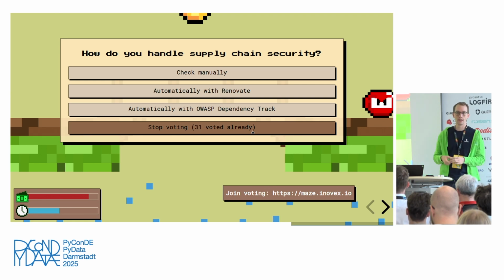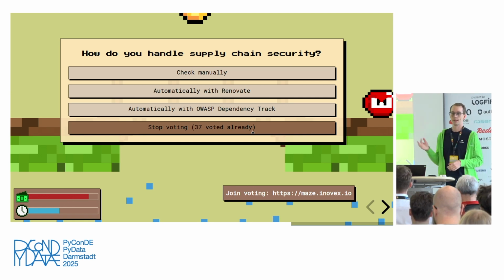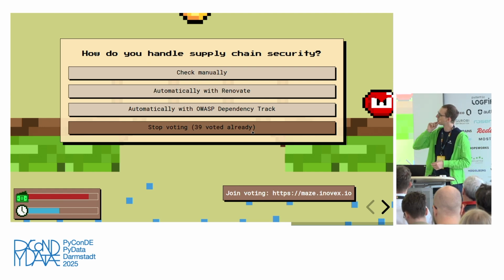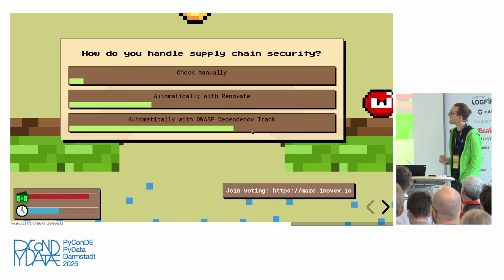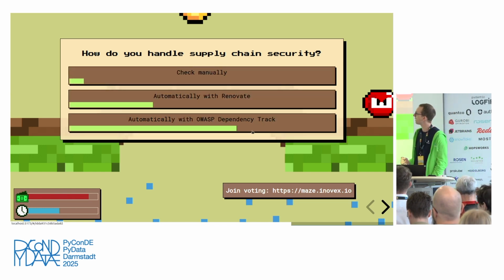Do you want to use a tool like Renovate that checks every night whether there is a new version of a library and opens a merge request for you, and you just have to merge them if you have good test coverage? Or do you want to use a tool like OWASP Dependency-Track that looks at the dependencies you already have running and checks if there are security issues for them? If a CVE comes up for a library, you can get an alert. So how do you want to handle software supply chain security? Okay, 70 votes already, and most of you go with OWASP Dependency-Track.